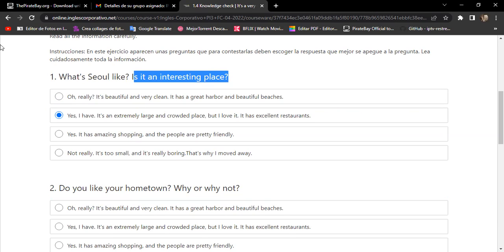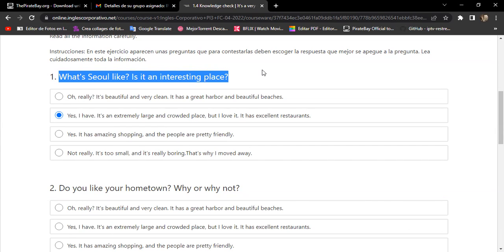Okay, Catherine, ¿qué dicen las preguntas? ¿Te gusta Seoul? No, no dice eso. ¿Qué te gusta de Seoul? No, tampoco. ¿Ve? Tengo que adivinar que ustedes no entendieron. Solo dígame, teacher, I don't understand. Esta pregunta, yo entiendo por qué dicen gustar, porque dice like. Pero realmente, ¿cómo es Seoul? ¿Es un lugar interesante?